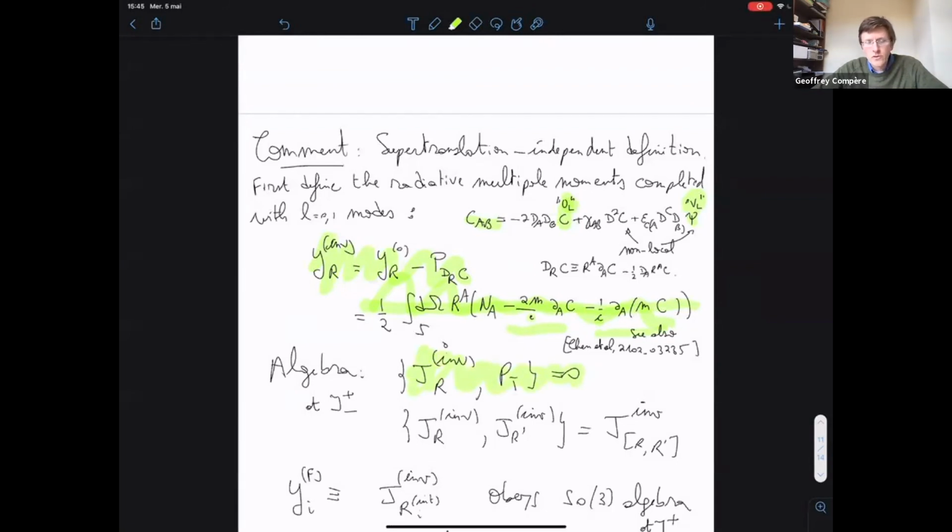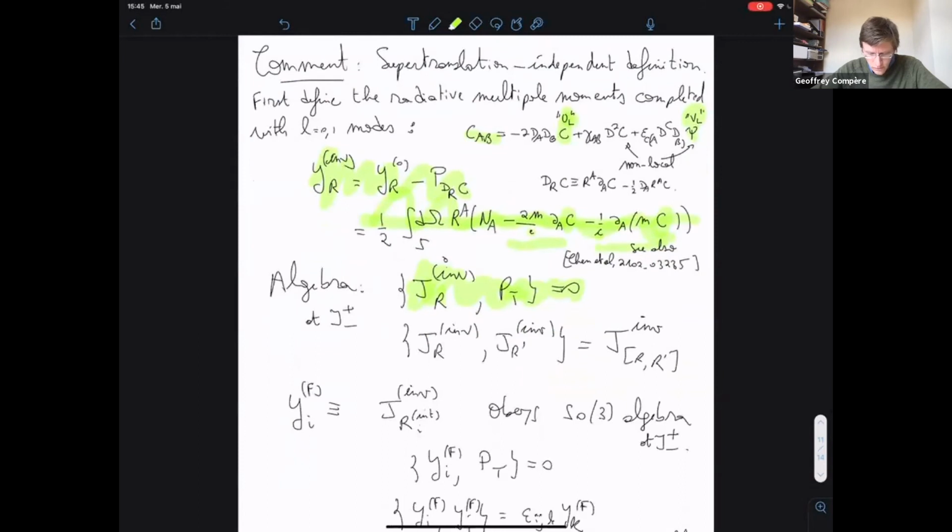So you fix all the super translation and the translation frame by choosing this C. So it's a bit more than the radiative multipole. You complete it with the L equals 0 and L equals 1 harmonics as well to write down this C. You pick up also your four-position, and then you totally define the J that commutes with all the P, including the translations. So that would be the intrinsic angular momentum. So I would say that's the way to define this, and then the algebra is the same algebra as before, because you can check that it's obeyed algebraically.